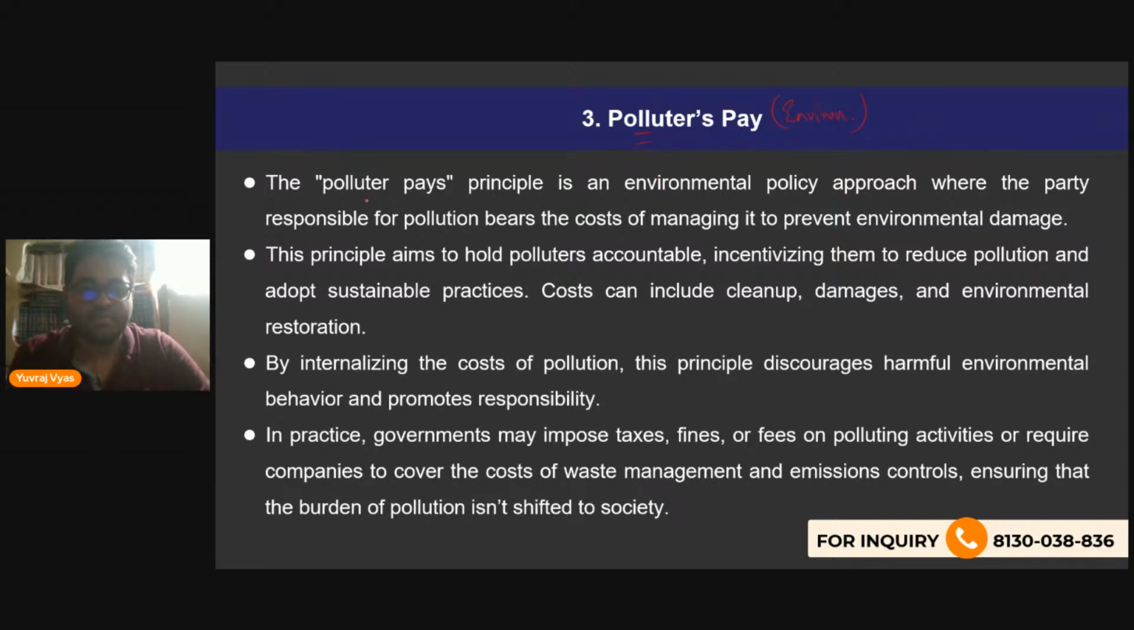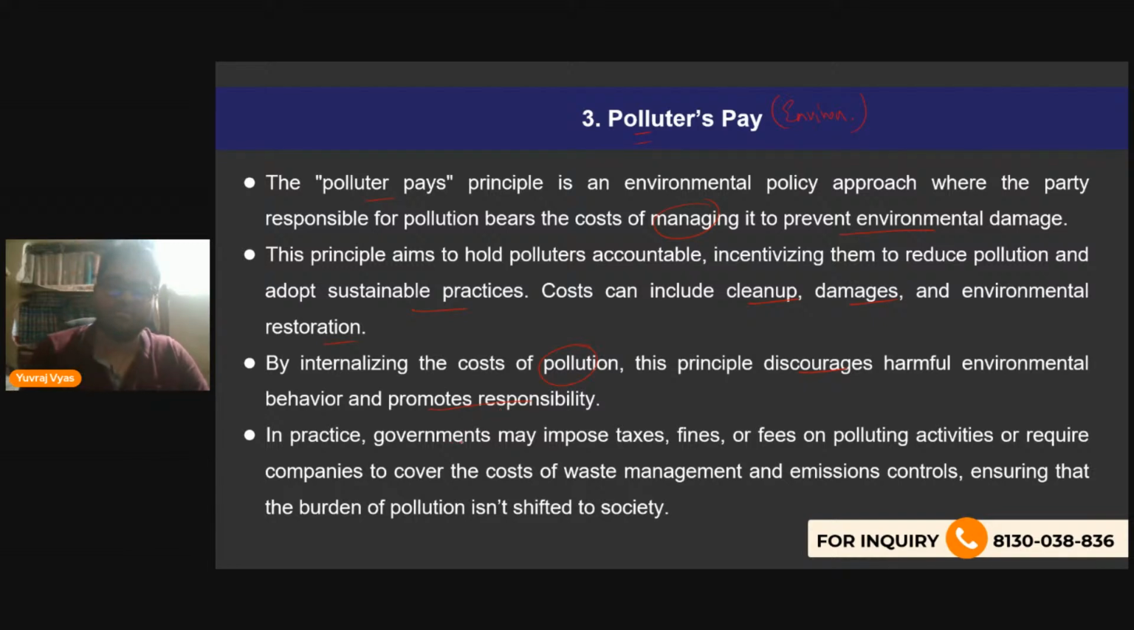The polluter pays principle is an environmental policy approach where the party responsible for pollution bears the cost of managing it and preventing environmental damage. This principle aims to hold polluters accountable, incentivizing them to reduce pollution and adopt sustainable practices. Costs include cleanup, damages, and environmental restoration. By internalizing the cost of pollution, this principle discourages harmful practices and promotes responsibility.